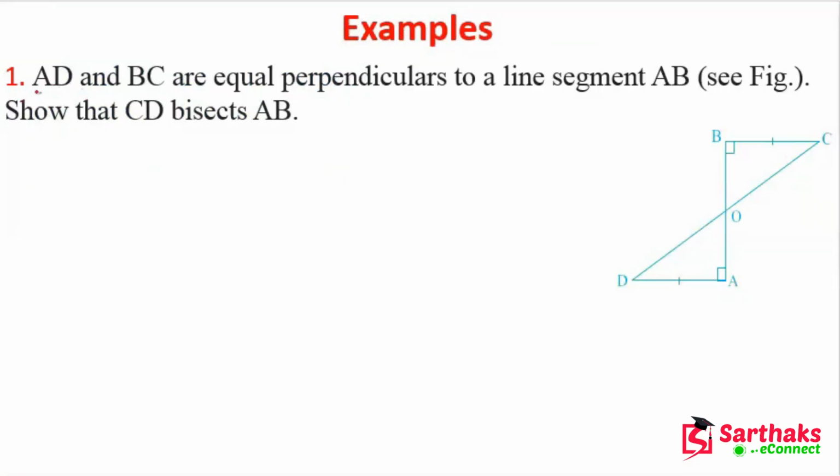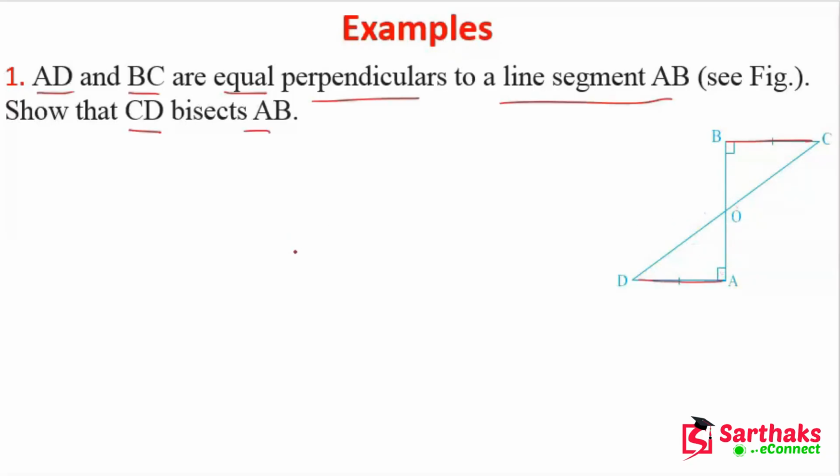The first question is: AD and BC are equal and perpendicular to a line segment AB, and we have to show that CD bisects AB. Here we have AD equal to BC, which are perpendicular to line segment AB, and we have to prove CD bisects AB. This means we have to prove OB is equal to OA.